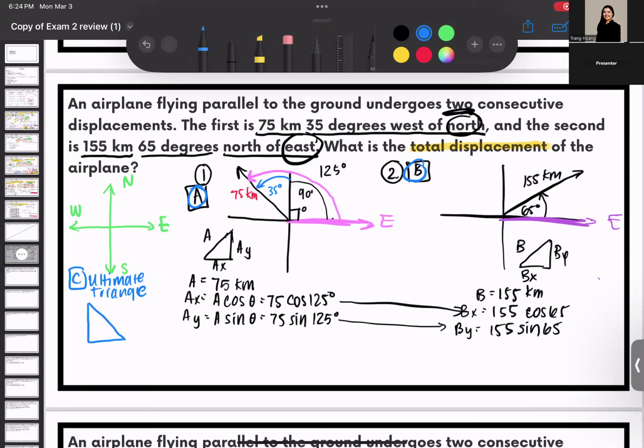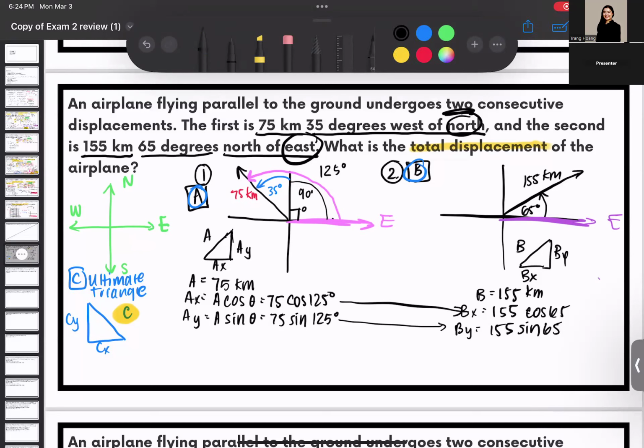This is C, this is CY, this is CX, right? And what we're trying to find is C, because that's what the question is asking us. It's asking us the total displacement of that airplane. But we can't solve for the total displacement without thinking about the combined AX and BX, and the AY and BY, to make up CX and CY. I know that was a lot of words at once. I'm going to break it apart.